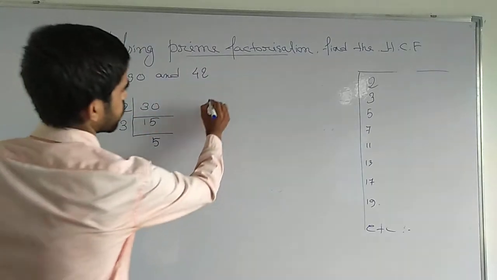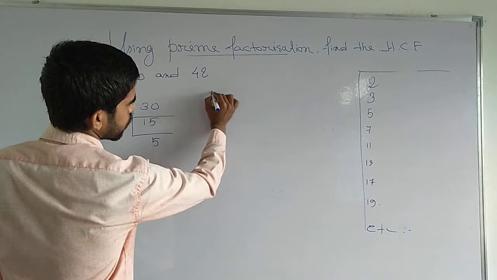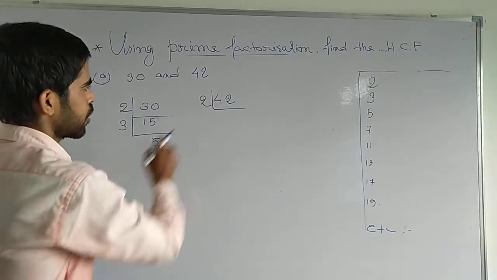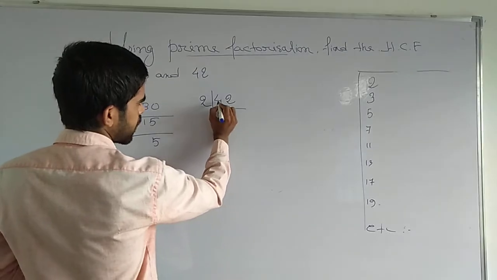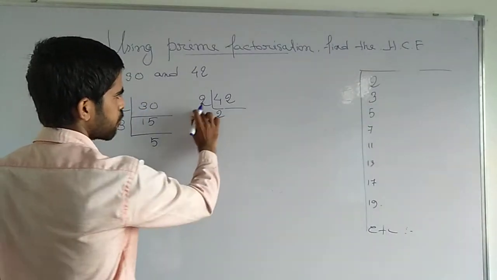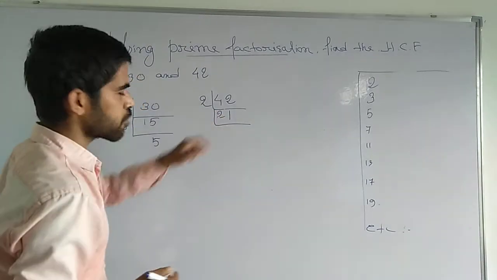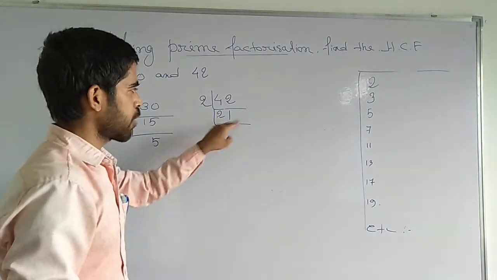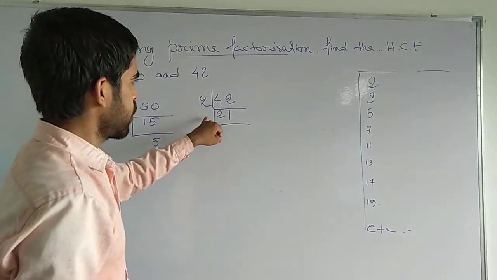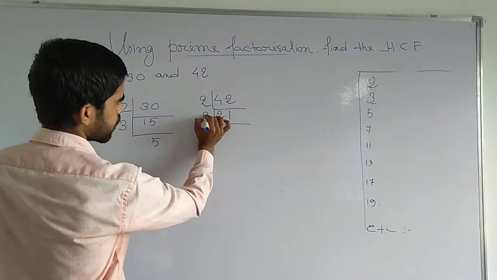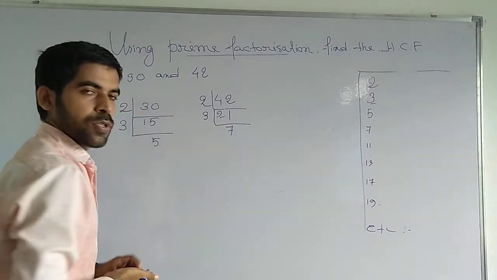So now 42. This one also you divide by 2, because we are using prime factorization. How many times does 2 go into 4? 2 times. And how many times does 2 go into 2? 1 time. Now 21. This 21 can't be divided by 2 because of the 1. So now we find 3. 3 sevens are 21.